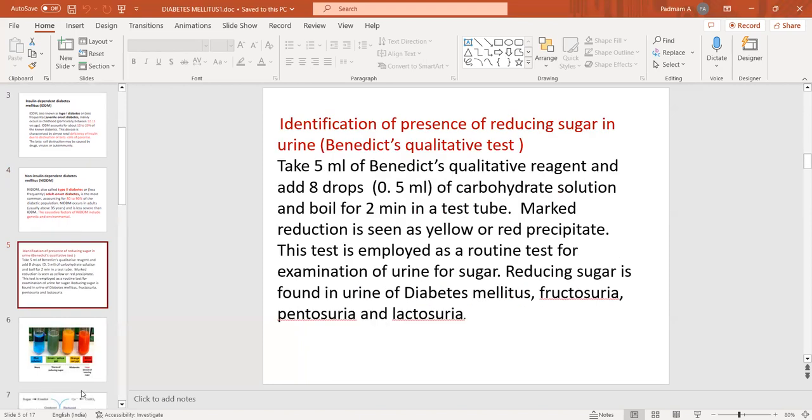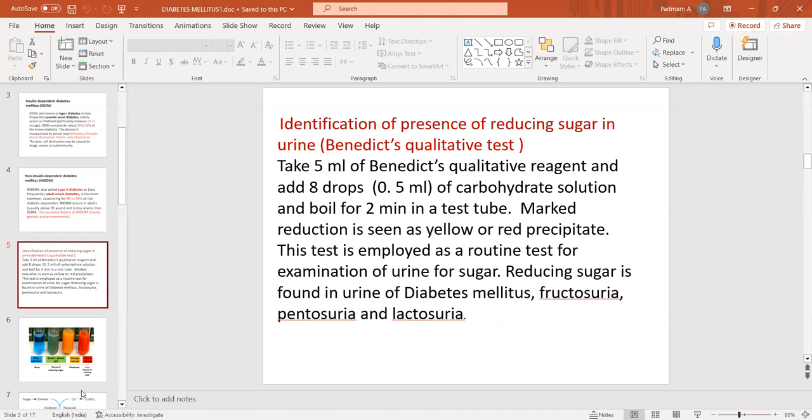Diabetes mellitus can be identified by doing several experiments. One is qualitative, another is quantitative. First, we have to discuss how the level of glucose is determined using Benedict's test, that is Benedict's qualitative test. Take 5 ml of the Benedict's qualitative reagent, whose composition is copper sulfate, sodium carbonate, and sodium citrate.